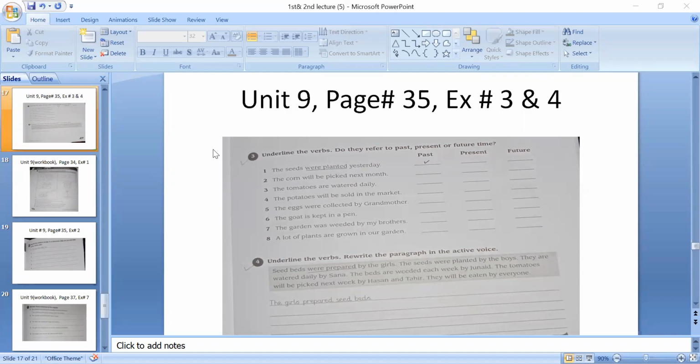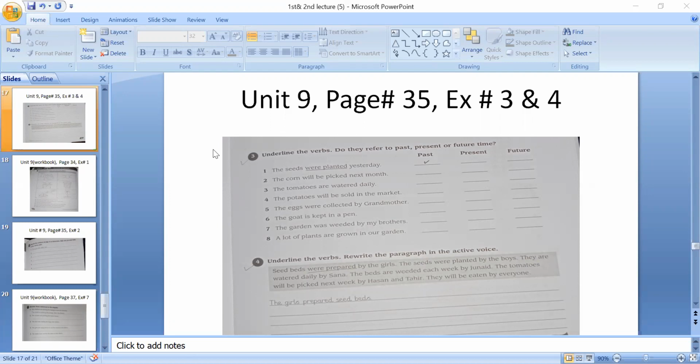Okay. Sentence number 7. The garden was weeded by my brothers. Hurry up, Manahid, beta, time is short. Garden was weeded. Only was weeded. These two are verbs. The first one is a helping verb, the second is the third form of the verb, the main verb. You will be underlining was weeded and you will mark a tick in the first column because it is past tense. Was weeded, past verb, past tense.